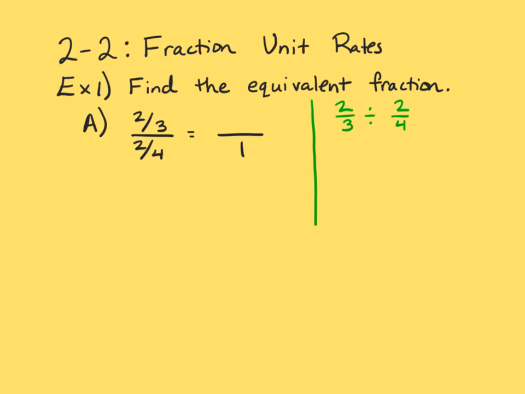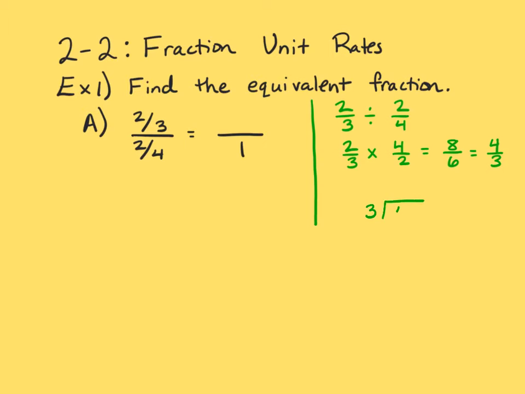So we're going to work on the side to figure this out. 2/3 divided by 2/4. Remember that when we are dividing fractions, we're going to keep the first fraction, change dividing to multiply, and flip our second fraction. That'll be 8/6, which will reduce by dividing both the numerator and denominator by 2. We get 4/3, and we can simplify 4/3.